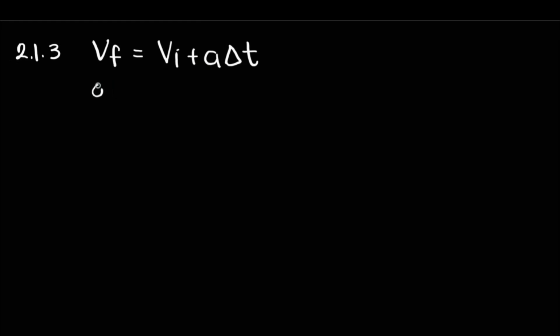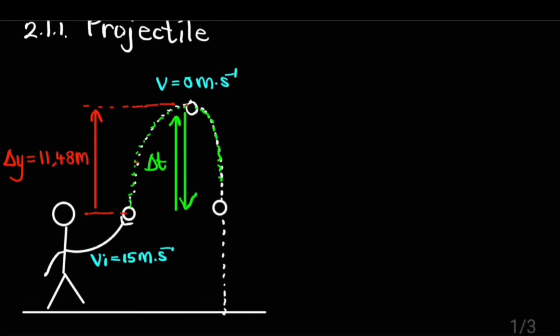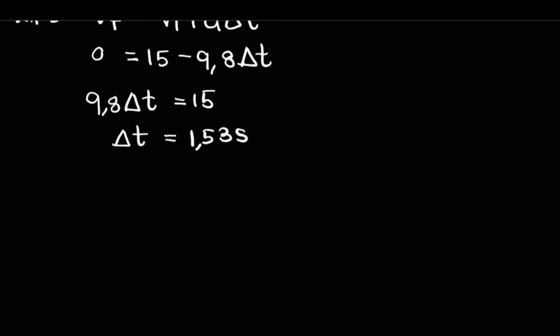Okay, so VF is 0, VI is a positive 15, A is negative 9.8, and we're trying to solve for delta t. Let's take this negative 9.8 term over to the left. It's going to become positive. And now to get delta t alone, we're going to divide throughout by 9.8. That should give you 1.53 seconds. But remember, that 1.53 is only the time taken to go from the starting point to the highest point. So we are going to multiply that by 2.